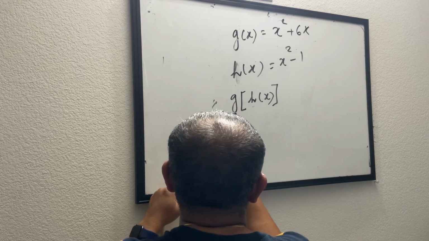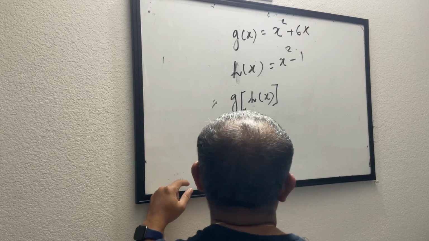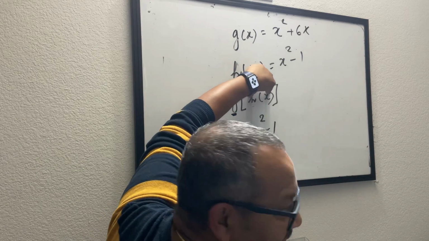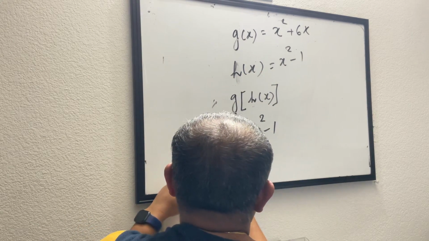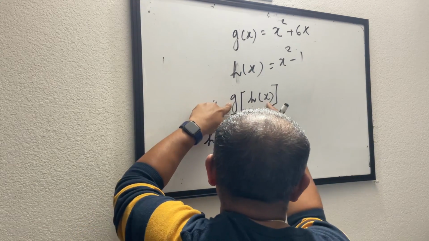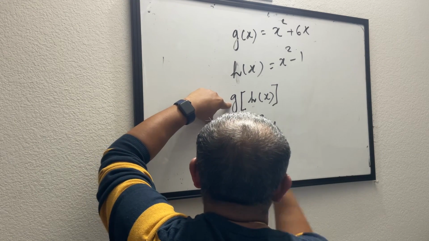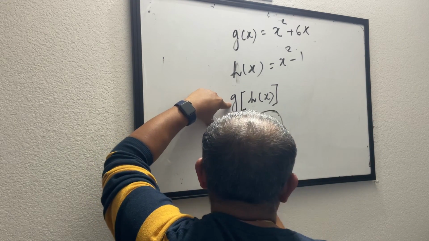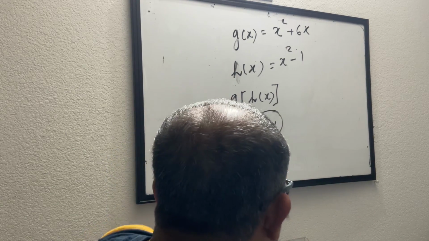Let's see what is h of x. H of x is given here, x squared minus 1. Okay. So I know what I will plug in here. It's going to be a find and replace. So when I have to find out g of h of x, we know what is my h of x. So we have to find out g of whatever is coming from this, which is x squared minus 1. We have to find out this.